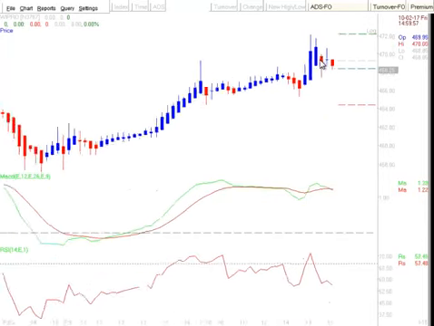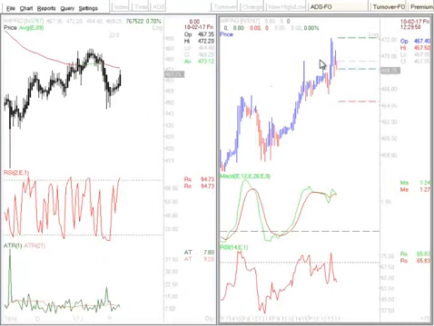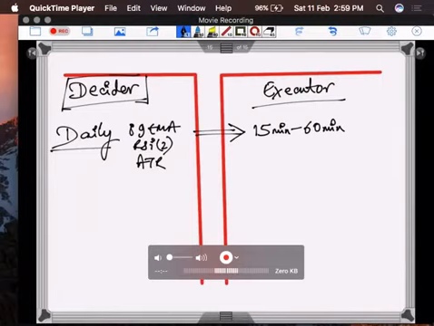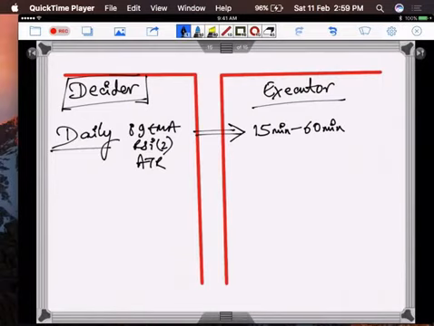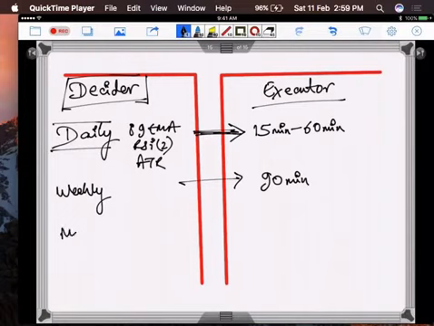So this is just one strategy. Tomorrow I'll show you a couple of more strategies. Don't worry. So this is how we have to get this decider and executor done. All this we ran on daily. We'll execute on 15 to 60 minutes. If you run it on weekly, I can do it on weekly also, then you scan it and execute on the 90 minute. If you scan it on the monthly, you trade it on the simple.